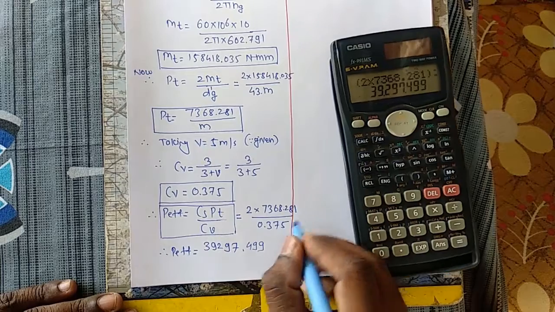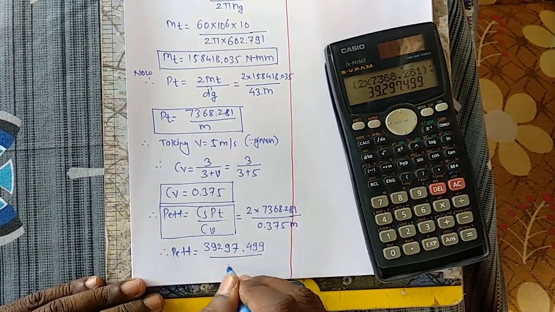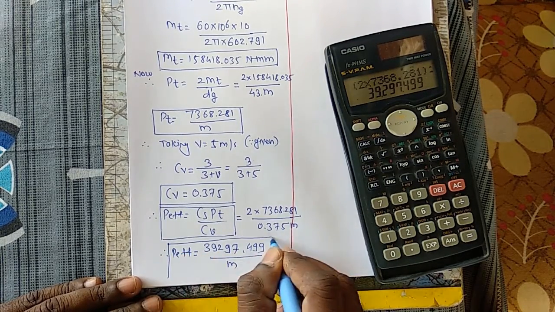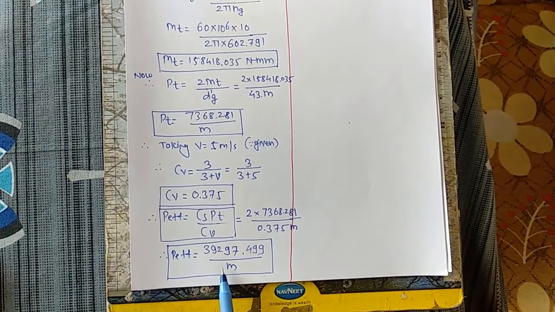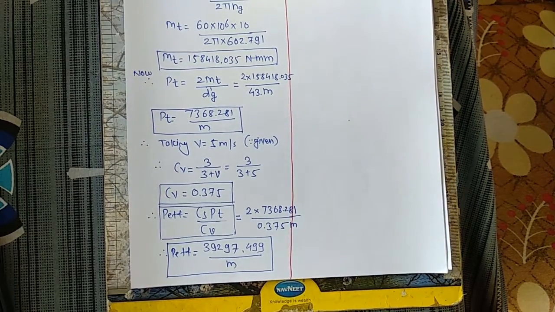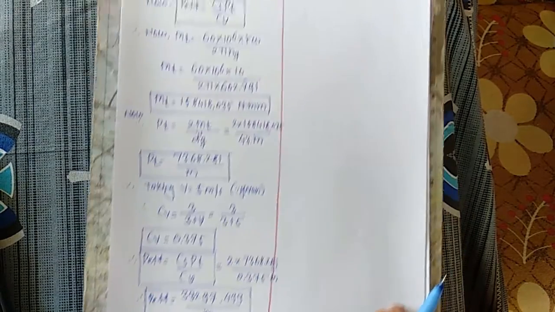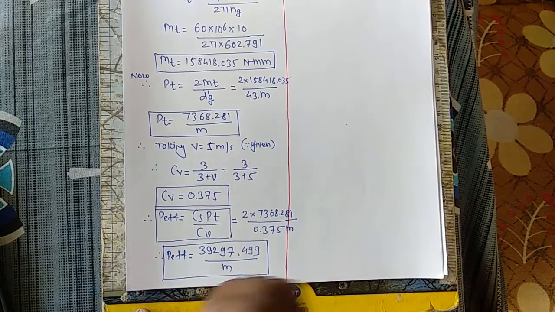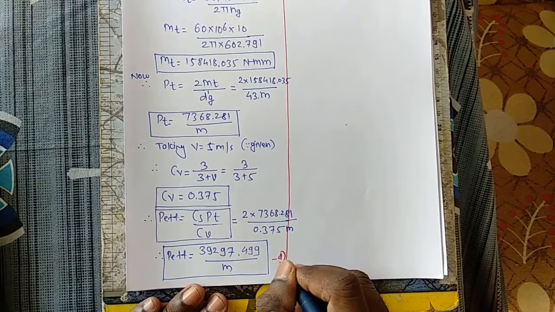Here there has to be the module m, so I will write divide by m. So this is the value of P effective I got, 39297.499 divided by m. So now we have calculated P effective here, and I will mark this P effective as equation D.